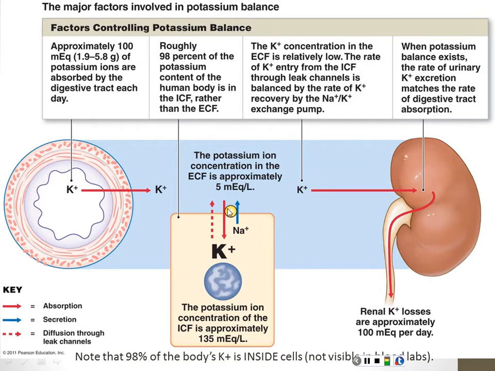Because there's a pump. The sodium-potassium pump is constantly pumping potassium into cells and sodium out of cells. So that's how the potassium that gets absorbed ends up inside of cells, through that pump. Now, there's always a little potassium that leaks back out through the leak channel. That's where we get this 5 milliequivalents. So, as I say on here, 98% of the body's potassium is inside cells where we can't look at it.